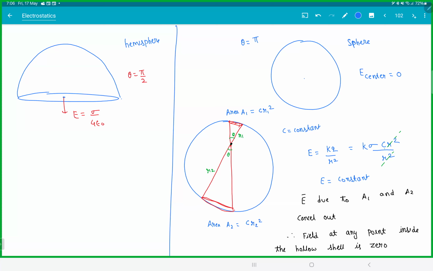Clear? Vartika? This thing is making sense, the second one? Or maybe I'll do one thing, I'll just write it on the next page.